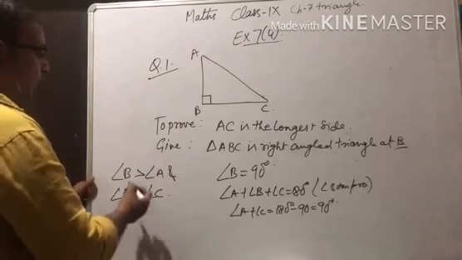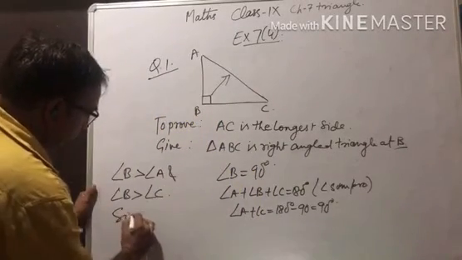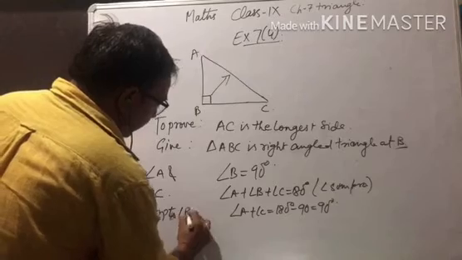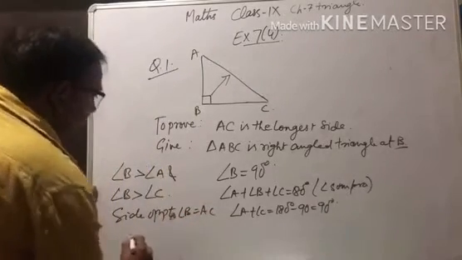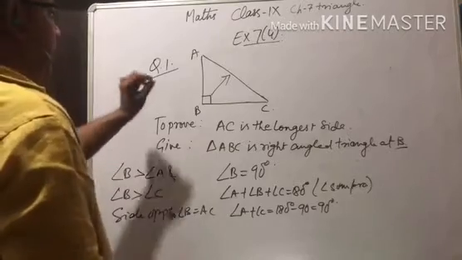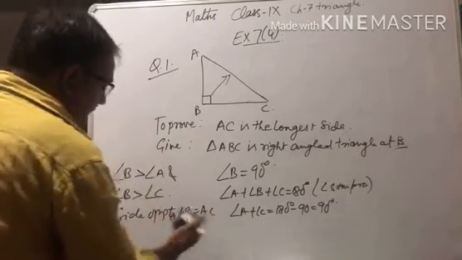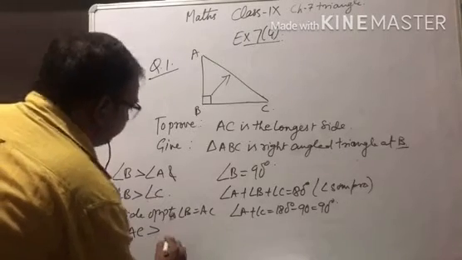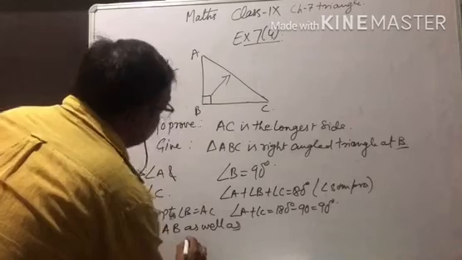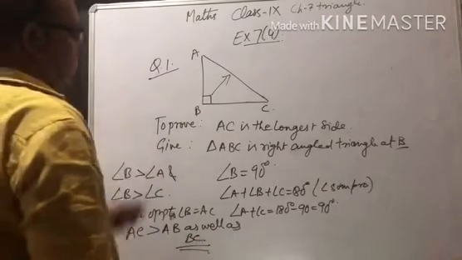Now you know that the side opposite to angle B is AC, and we know that angle B is greater than angle A as well as angle C, and so the side opposite to it, AC, is greater than AB as well as BC. So this is the proof for question number 1.